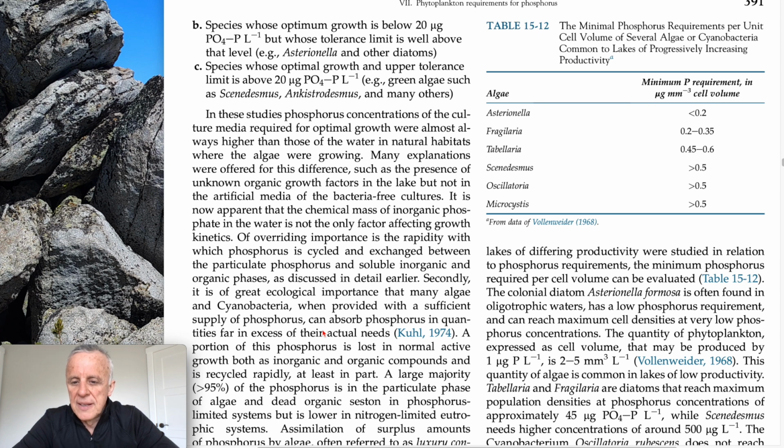And then in this table we have both algae and cyanobacteria. Anyway, Microcystis, I believe, is a cyanobacteria, but a lot of them require a fair amount of phosphorus, like Cyclotella, Oscillatoria, Microcystis. They require more than 0.5 cubic millimeter.